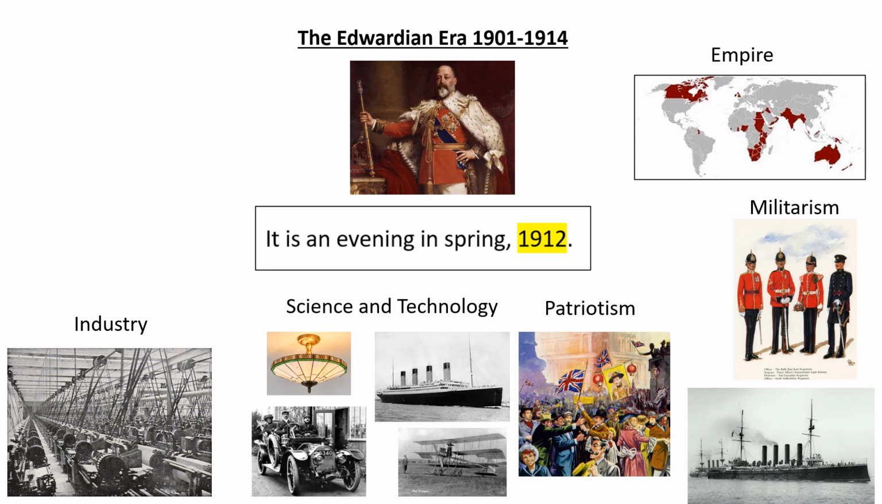Electricity was becoming a thing in people's homes, and on a more theoretical level, the mathematics required for the atomic age, which was coming in the 1940s, that mathematics was being done in universities across Europe at that time. And so in many ways, the Edwardian era was the start of modern Britain, really.